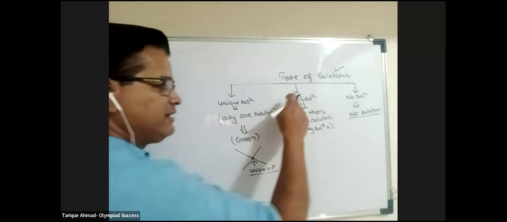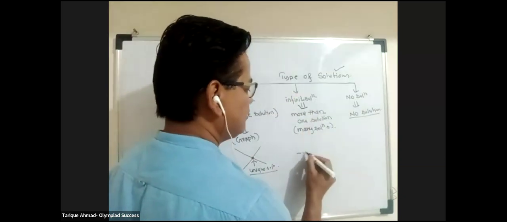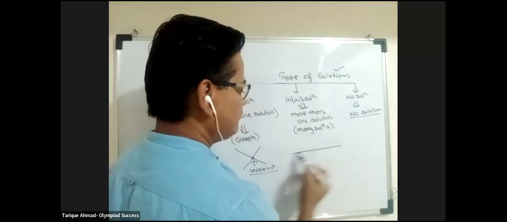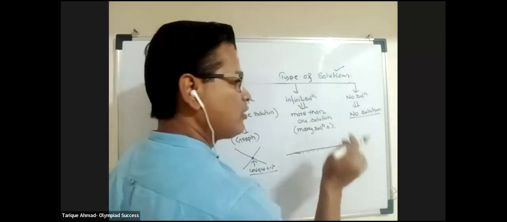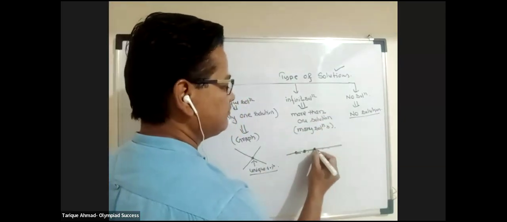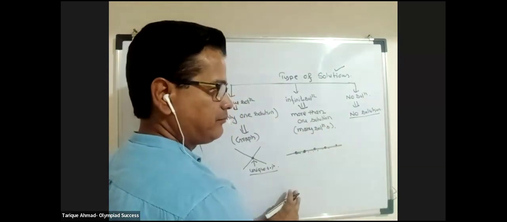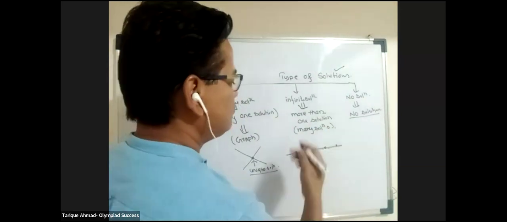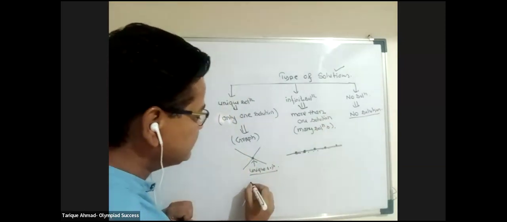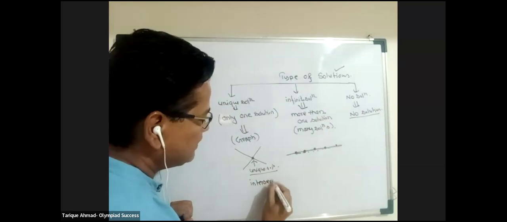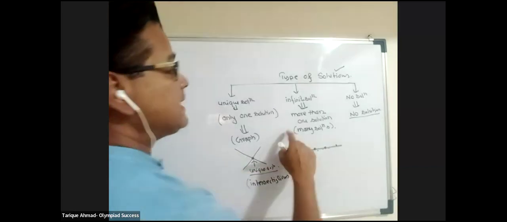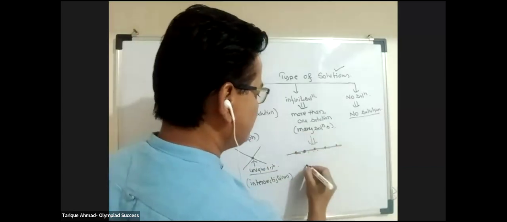Now, for infinite solution, both lines will overlap each other. The second one would be on top of the first one. It means they are meeting at many places. Both will overlap each other. So here we will get intersecting lines in unique solution. And in infinite solution, we get overlapping lines.